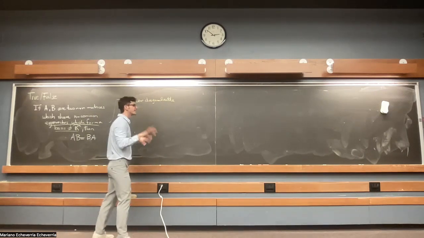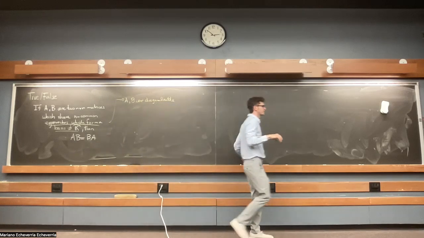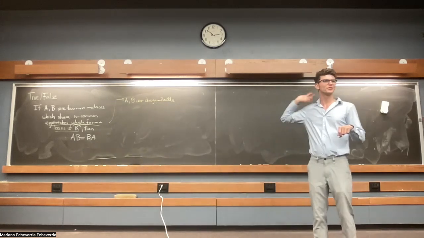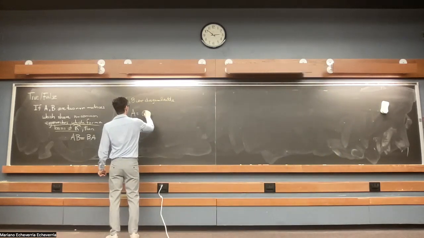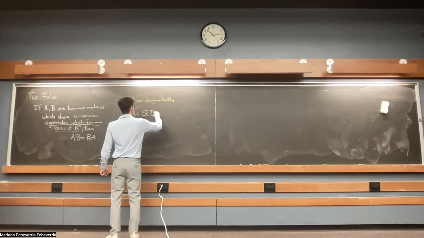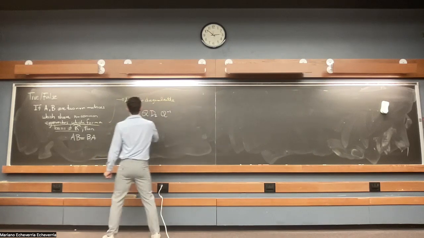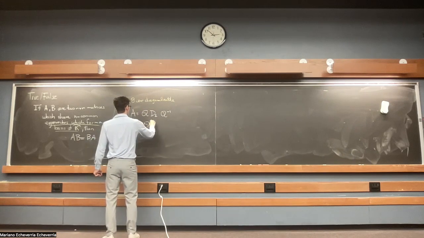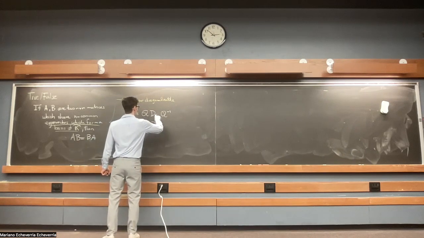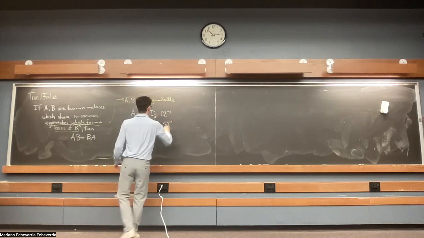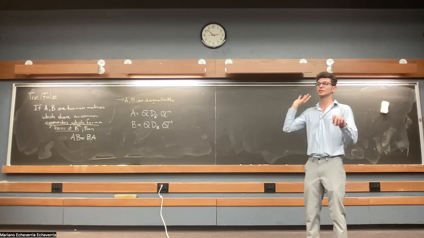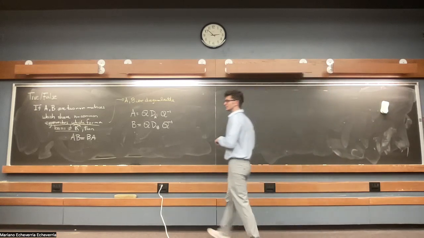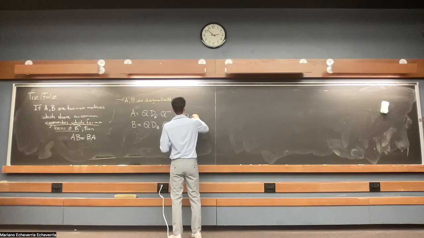And so what does it mean? Again, remember you can bring a formula sheet on the final, but this is kind of like the basic equation of what it means to be diagonalizable. It means that you can write A as Q D_A Q inverse, and B as Q D_B Q inverse, where Q is the matrix of eigenvectors. Since they have the same eigenvectors, that's why I can use the same Q in this equation, right?